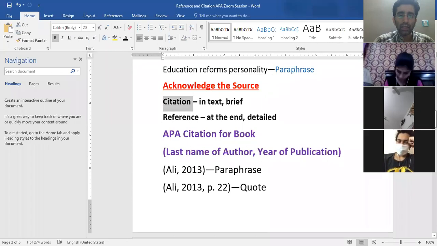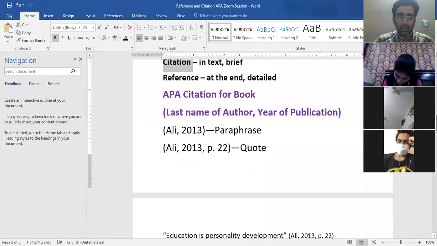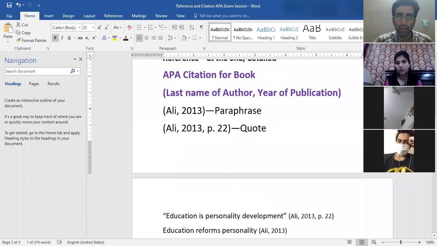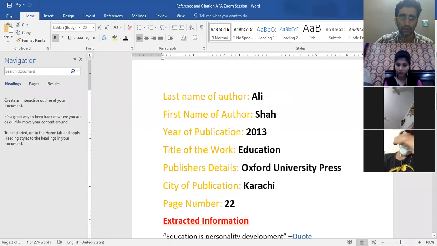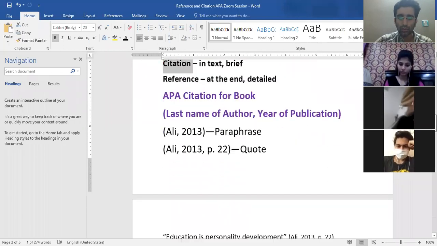Now let's see how we make it. Whenever we make a citation, we need this information: last name of the author and year of publication. From the information given above, you can see the last name of the author is... you tell me, the last name of author is Ali. Ali, and the year of publication is 2013. Right.